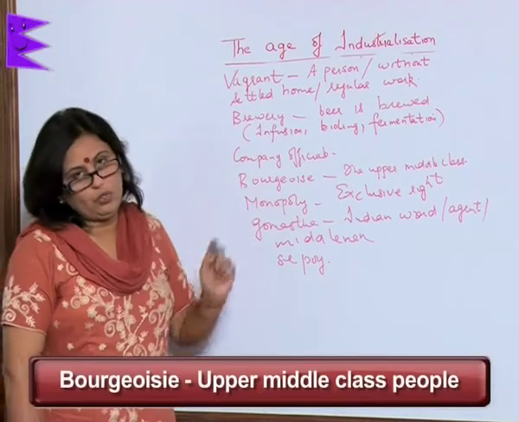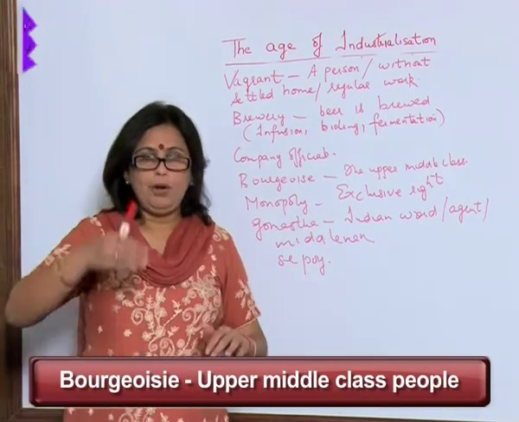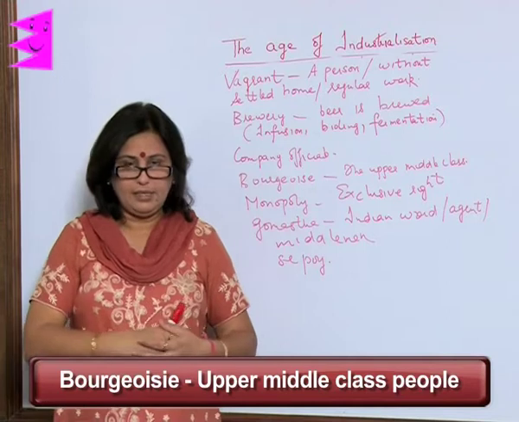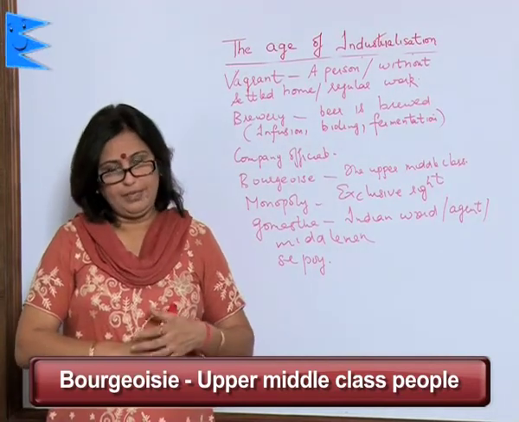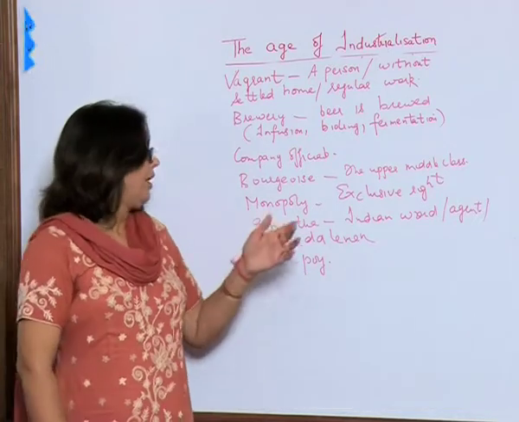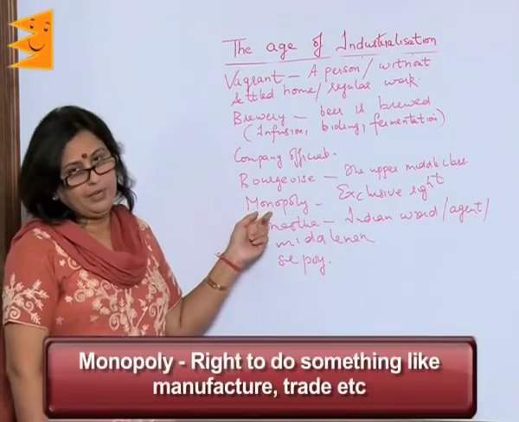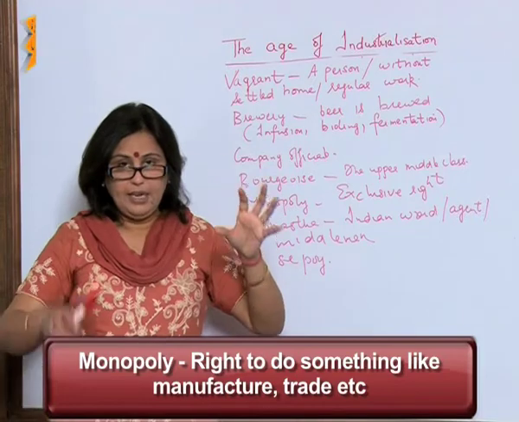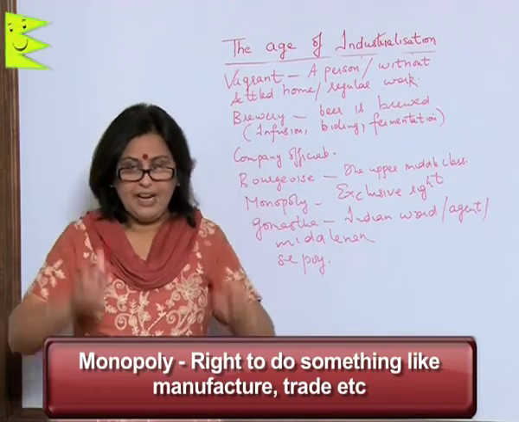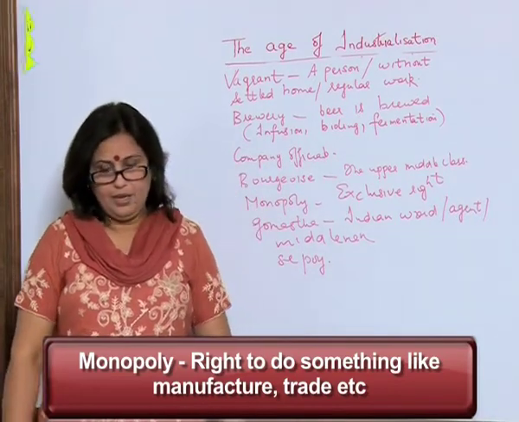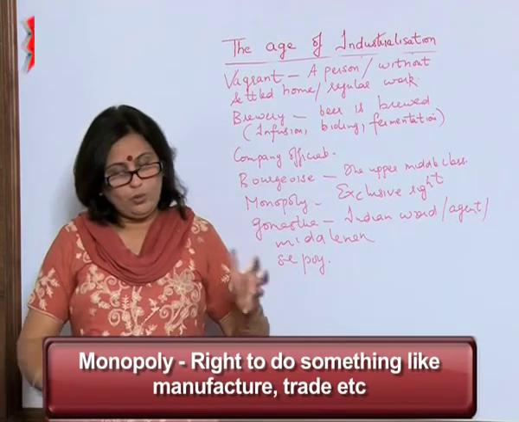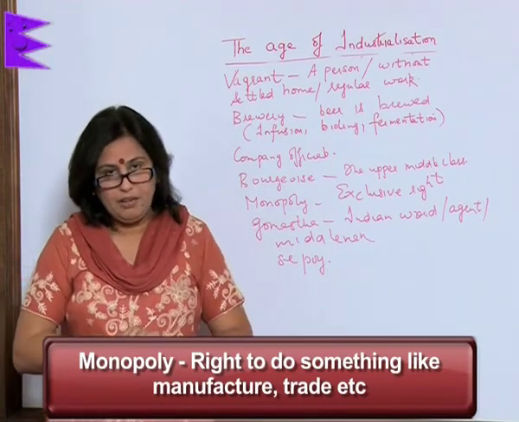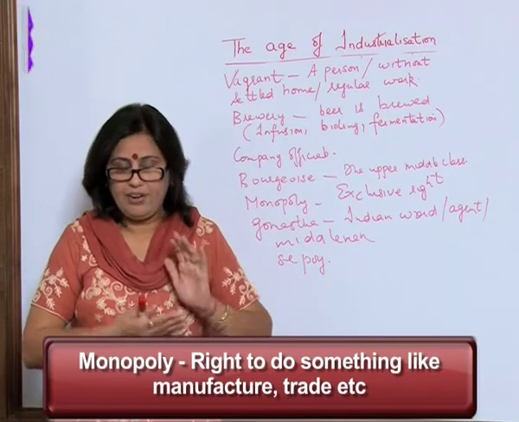Next is bourgeois. The people who belong to the upper middle class, the rich people, are referred to as bourgeois in this age. Next is monopoly. Monopoly means the exclusive right to do something. It could be exclusive right to manufacture, exclusive right to preserve, that's monopoly, trade or whatever.